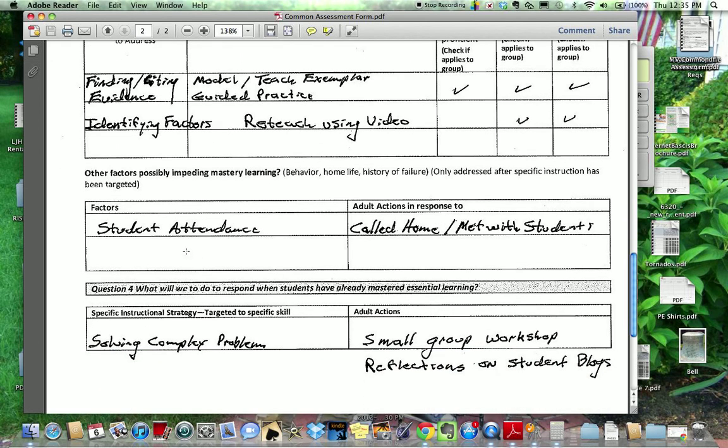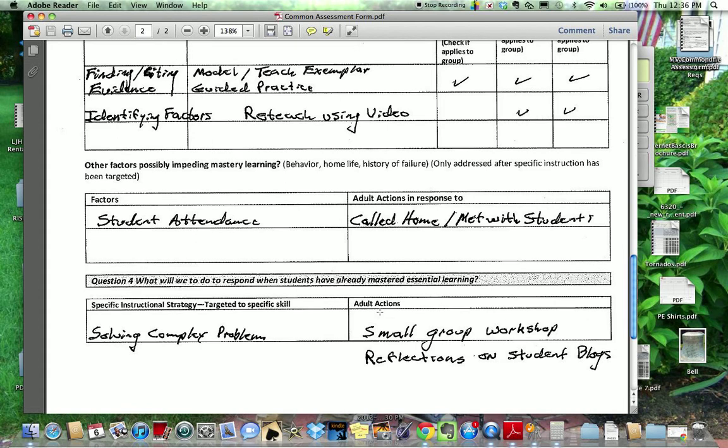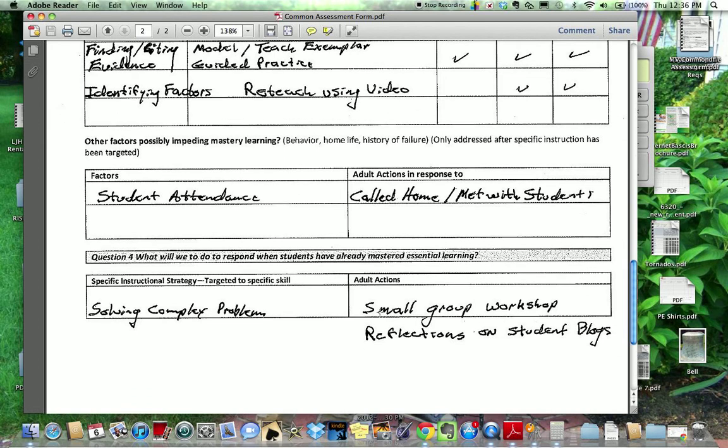And then question number 4, and this is the last question of the professional learning community. The emphasis here is, what do we do if they have already mastered the learning? There are some students that will master it right away, and what are we going to do with them? Well, maybe they're solving complex problems using, like I said earlier, a primary document, and adult actions. So just go through our process here.